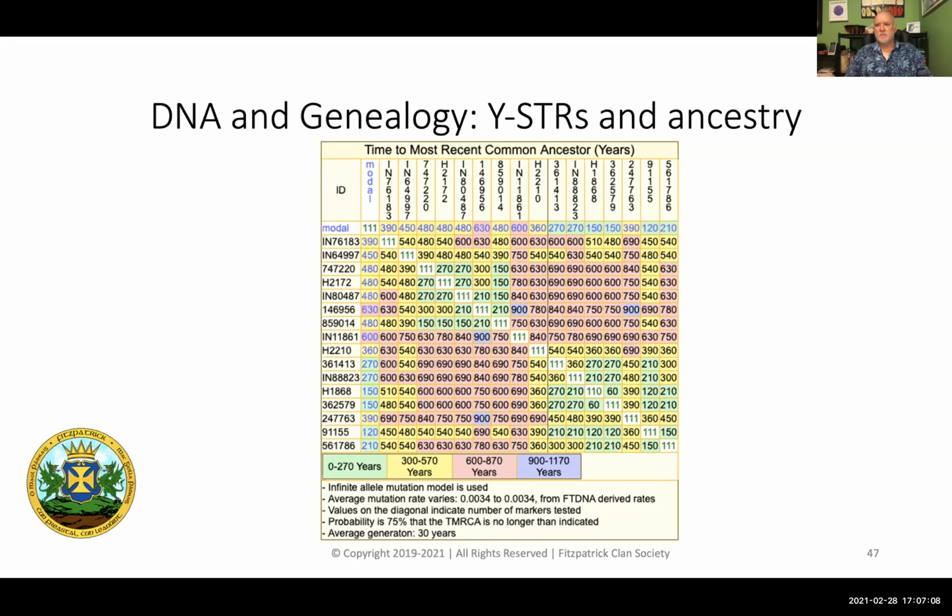It's probabilistic maths. In other words, it's statistics, and there's some very clever bits of software out there to help us understand how a group of men with different STRs may be related. And this is just one example of a piece of software by Dean McGee. And this is basically a group of DNA kits. It's the same kit number across the top as it is along the side. And the matrix shows you how 2 men are connected in time. This is a tool we use a lot.